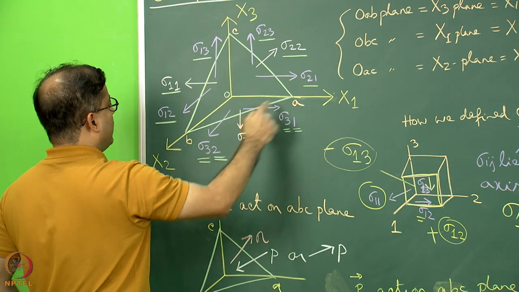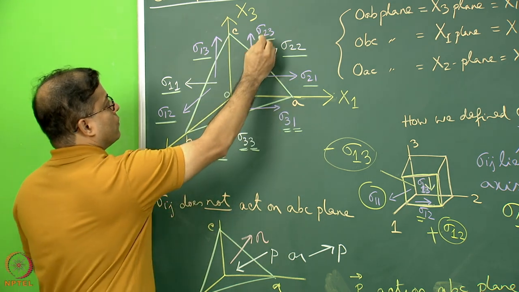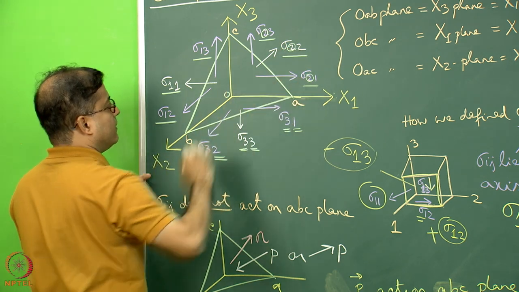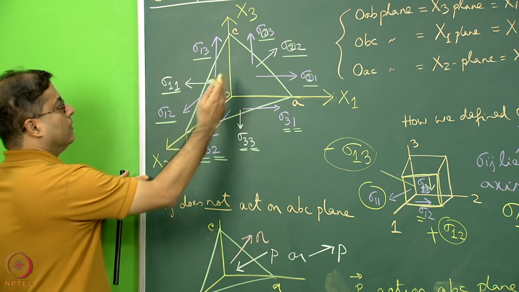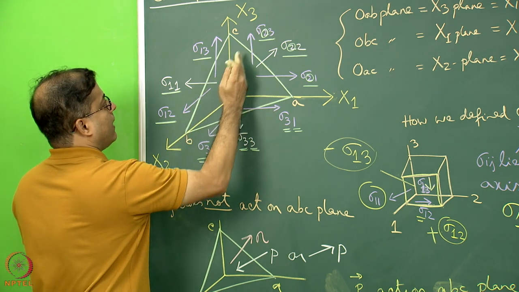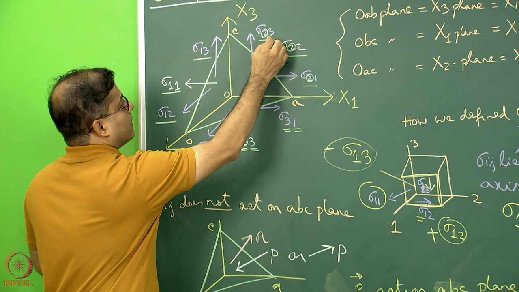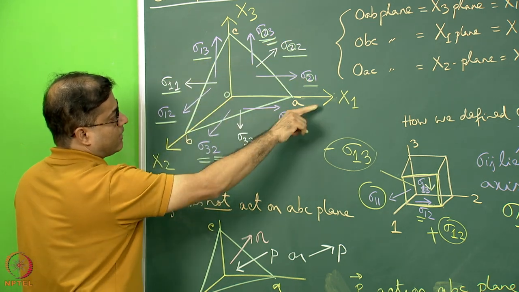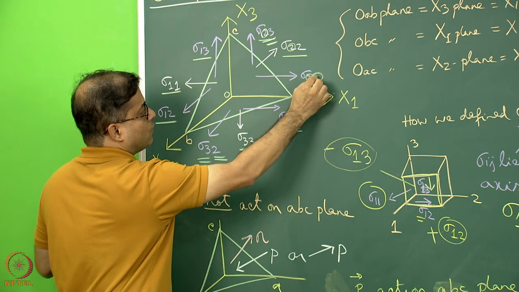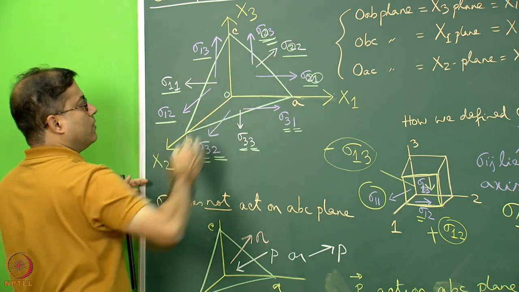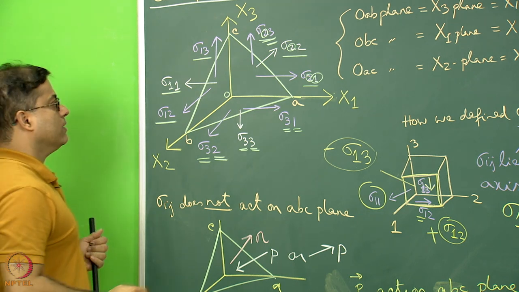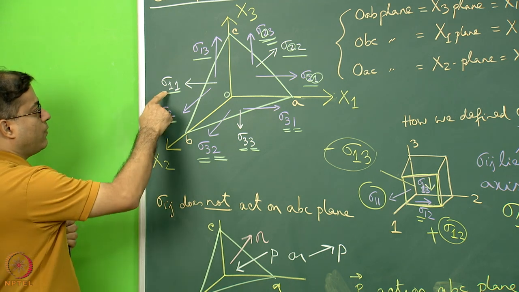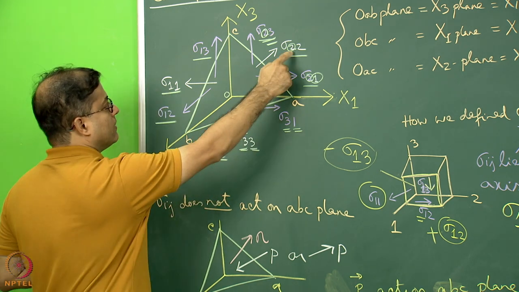Now this COA plane is perpendicular to direction 2, so in all cases sigma 2 is stated, where 2 is the first suffix. Next, this stress is a shear stress and that acts along x3 direction, so I write 2 3. Then this is a shear stress that acts along direction 1, so I write it 2 1, and this white arrow indicates a normal stress sigma 2 2. Note that whenever it is a normal stress, I have used the white color chalk: sigma 1 1, sigma 3 3 and sigma 2 2.